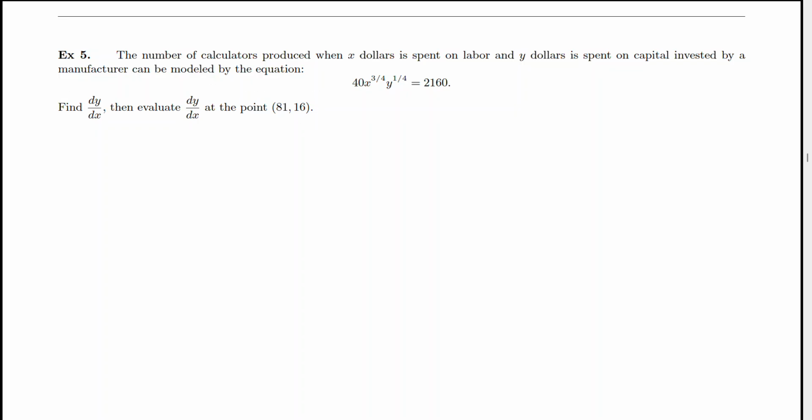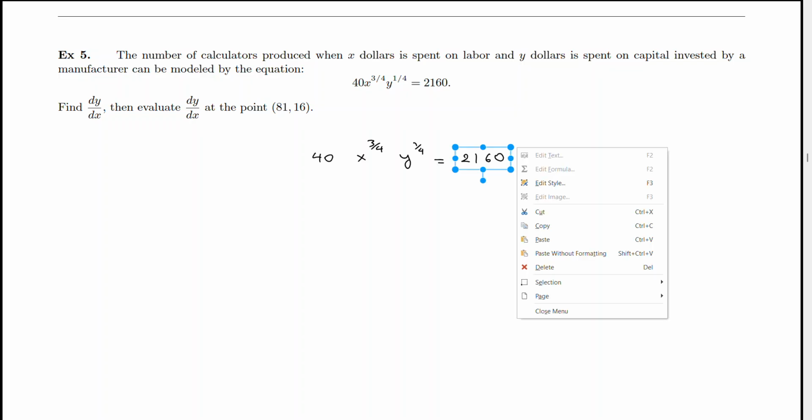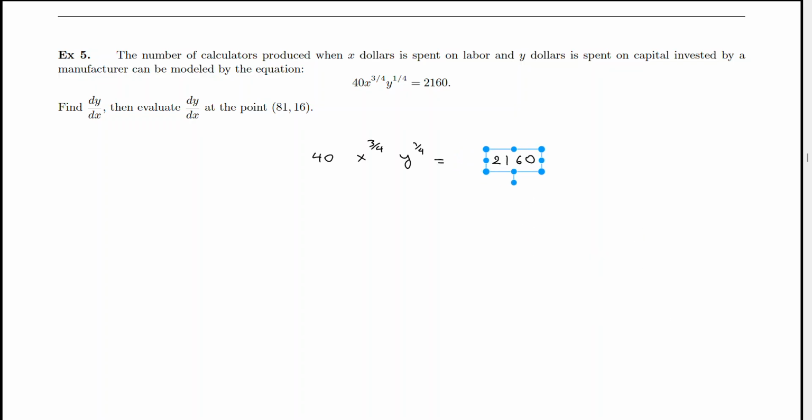Now, let's begin with the equation, which is 40x to the power of 3/4 and y to the power of 1/4 equals 2,160. So the first thing we're going to do in this problem is announce to the world what we're about to do, then find the derivative, and so on and so forth. It's the usual same steps, but I'm going to try to make the problem a little bit simpler by first noticing that I can divide by 40 on both sides of the equation.